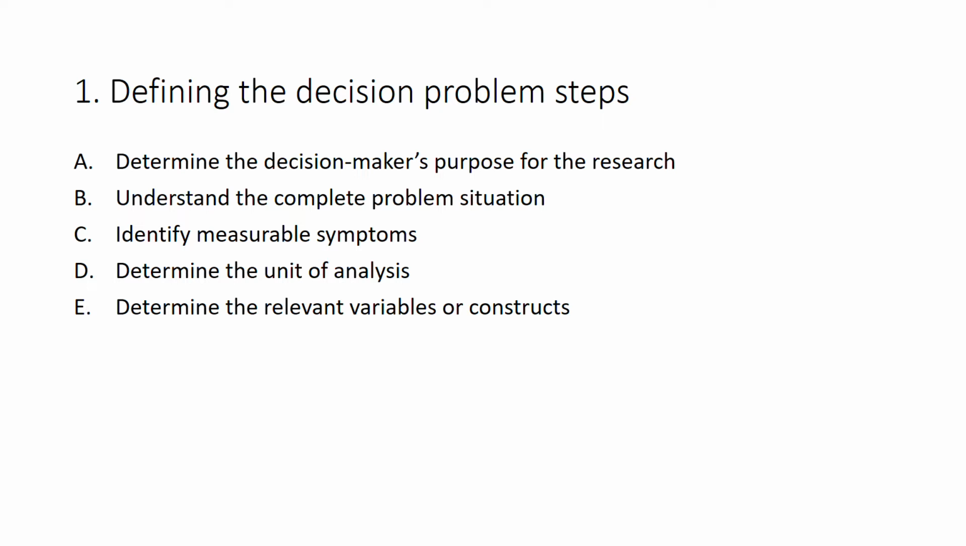So in terms of defining the decision problem, there are 5 steps. We need to determine the decision maker's purpose for the research, understand the complete problem situation, identify measurable symptoms, determine the unit of analysis, and determine the relevant variables or constructs that need to be researched.